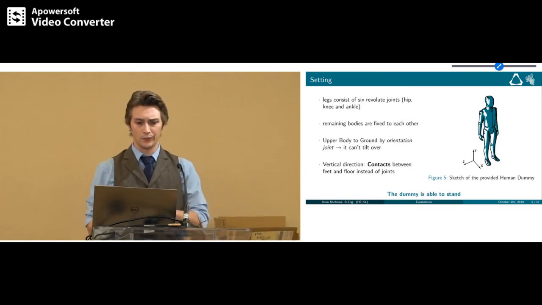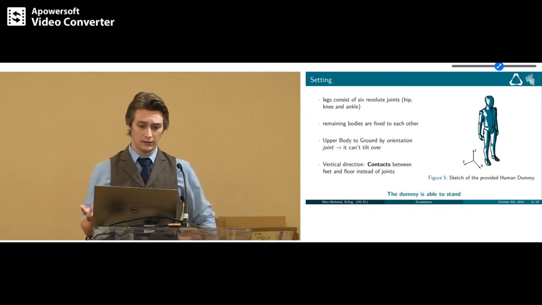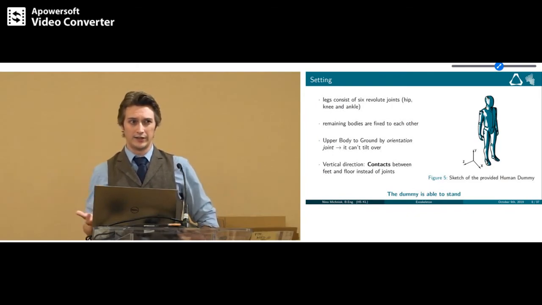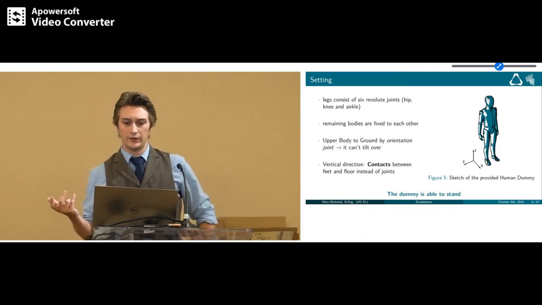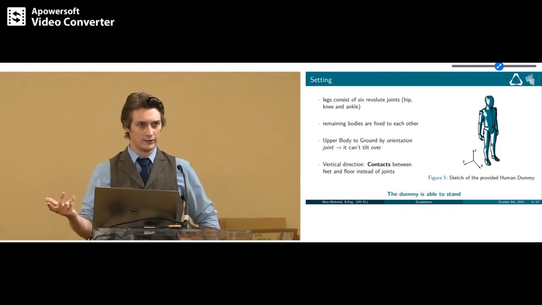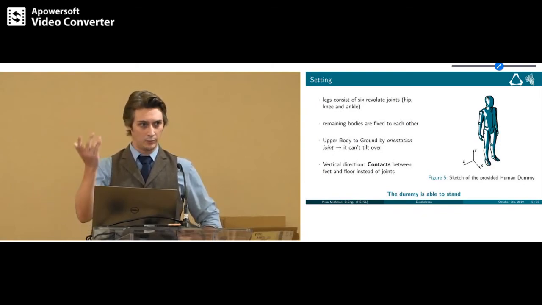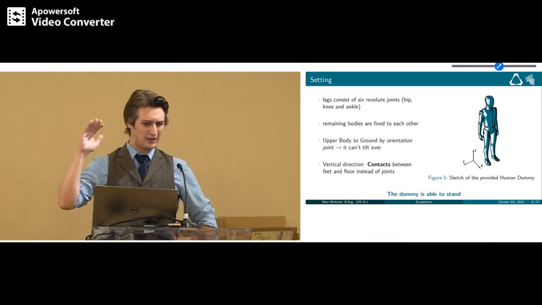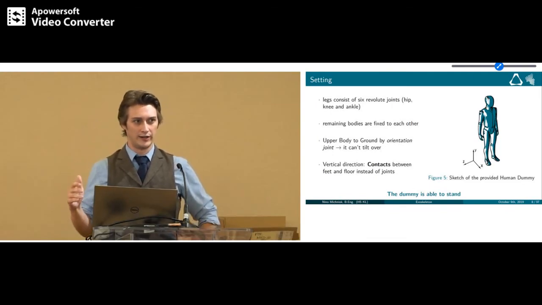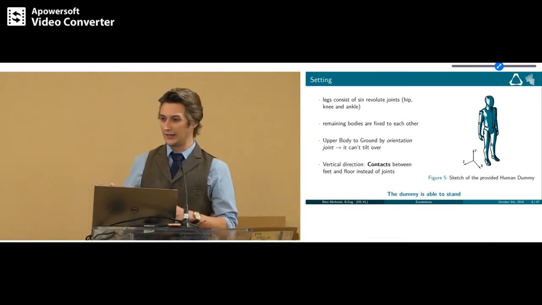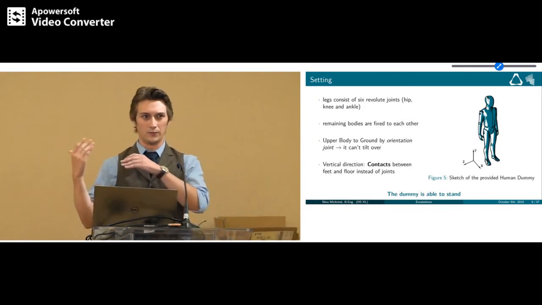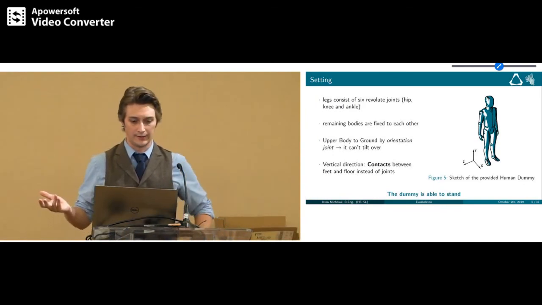Now I had to link the upper body somehow to its environment, and I've used the orientation joint, which leaves the translational degrees of freedom, so it could move forward, backward, sideward, up and downward, but it constrained all the rotation. So this would be important later, so it can't fall over during walking or something like that.